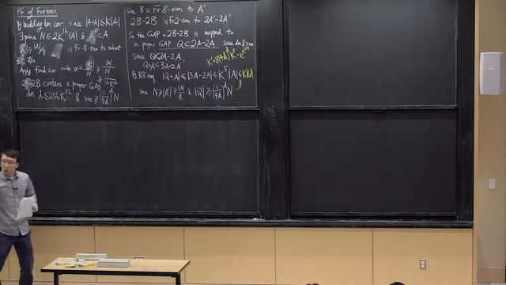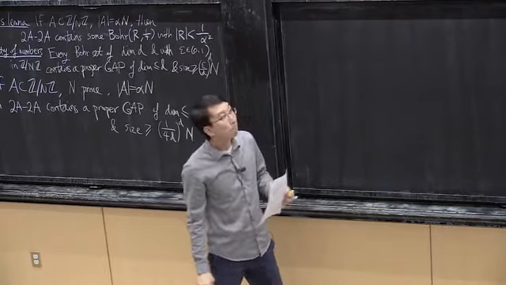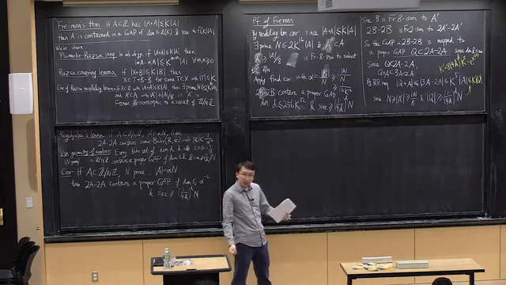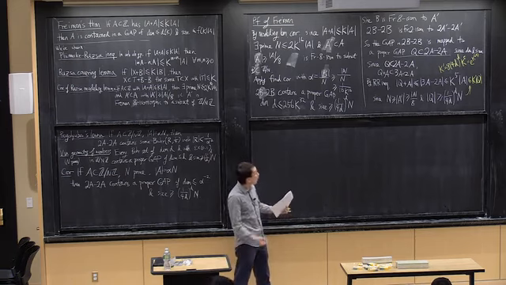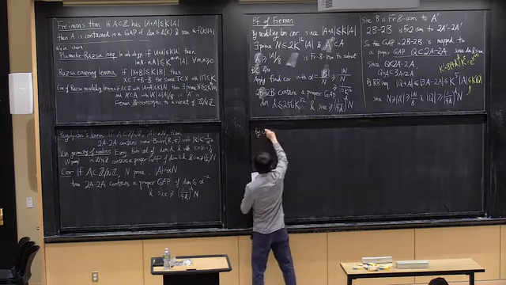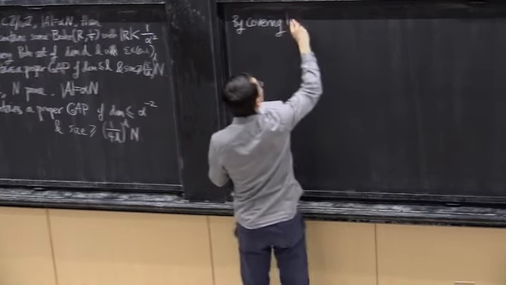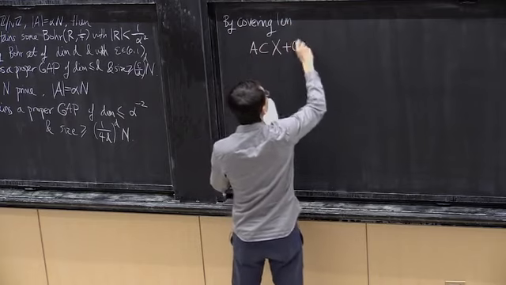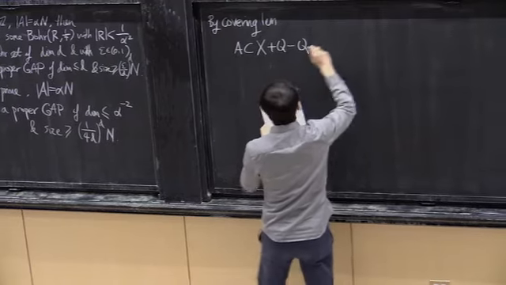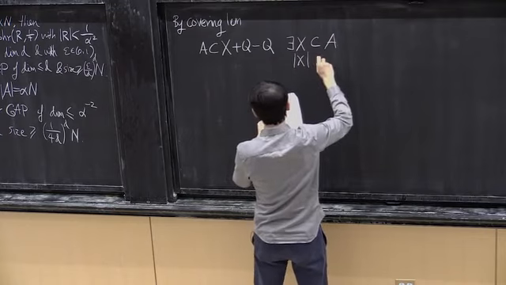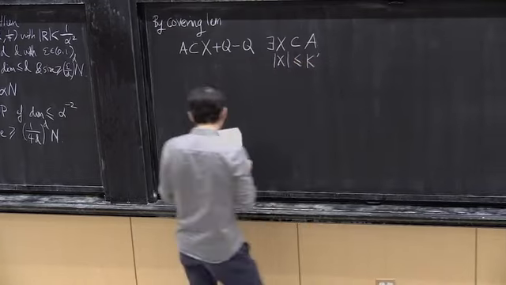Now we're in a position to apply the Ruzsa covering lemma. Look at that statement up there. What is it saying? That A plus Q looks like it could be covered by Q, just in terms of size. So I should expect to cover A by a small number of translates of Q minus Q. By the covering lemma, A is contained in some x plus Q minus Q for some x in A, where the size of x is at most K prime.